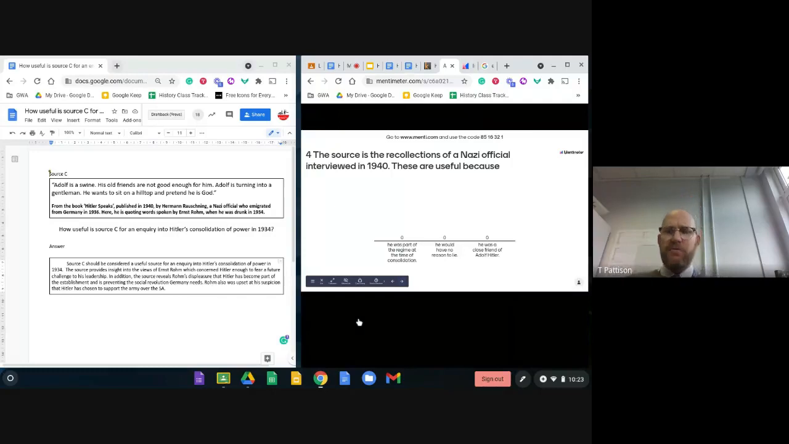The source is the recollections, so the memories, of a Nazi official interviewed in 1940. These are useful because, now, look carefully at what the bold writing tells us. From the book Hitler Speaks, published in 1940 by Hermann Rauschning, a Nazi official who emigrated from Germany in 1936. Here he is quoting words spoken by Ernst Röhm when he was drunk in 1934.